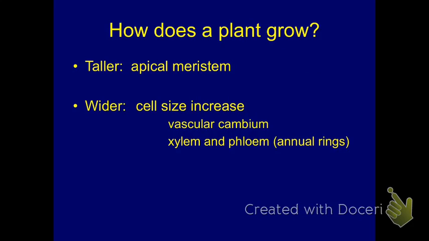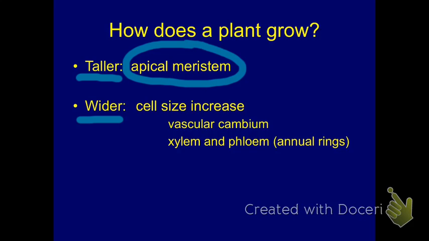How does a plant grow? There's two different ways that plants grow. They can grow taller and they can grow wider. So two different processes going on here, two different structures of the plant. Taller is accomplished by a structure called the apical meristem. So an apex is where the word apical comes from. An apex is the top of something. So a plant grows taller because of the apical meristem. The very tops of the plant, there's cells dividing and adding on.